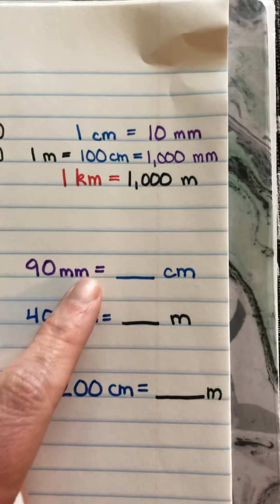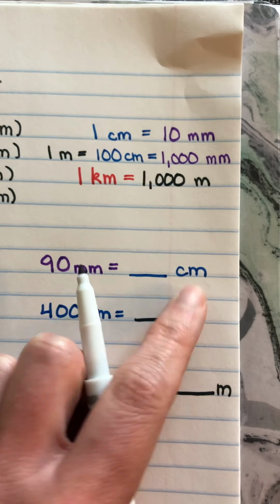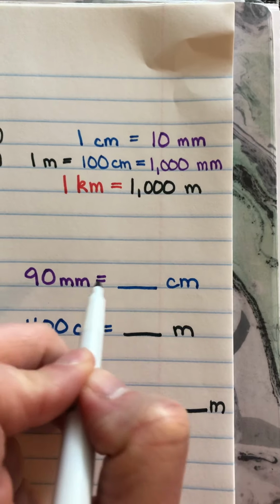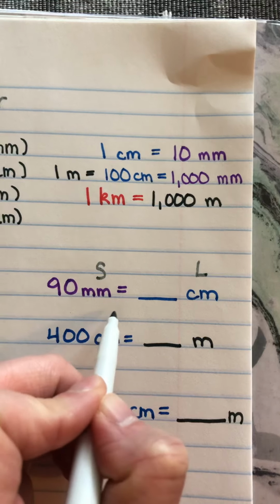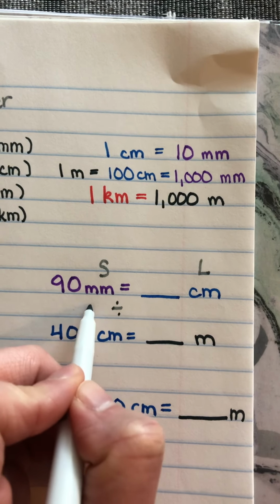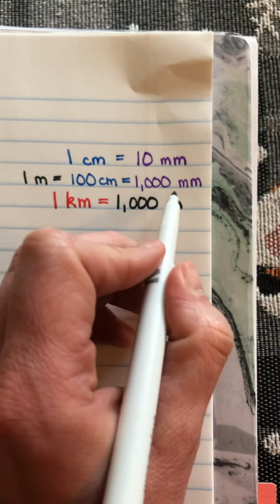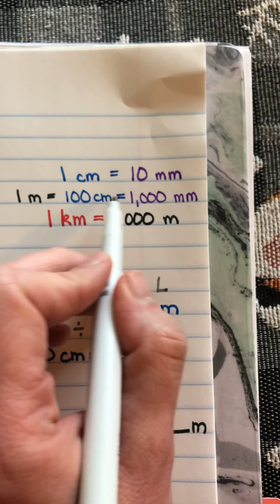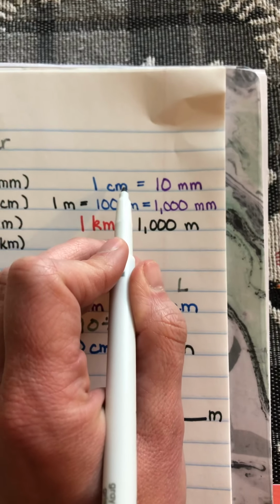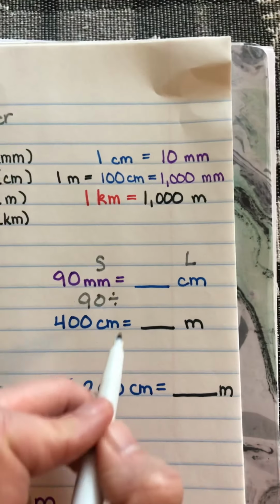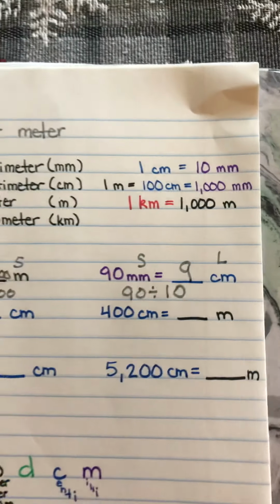Moving to my next example, I have 90 millimeters. I want to know how many centimeters that is, so I'm going to first mark my units. Millimeters, centimeters, milli is smaller, centimeters is larger, so my sign is division. I bring down my 90, and I'm going to look up for millimeters. Here I have millimeters and centimeters, but neither one of these is a 1, so I'm going to go up to here. 10 millimeters equals 1 centimeter. 10 is the number I need, so I divide by 10. 90 divided by 10 is 9.